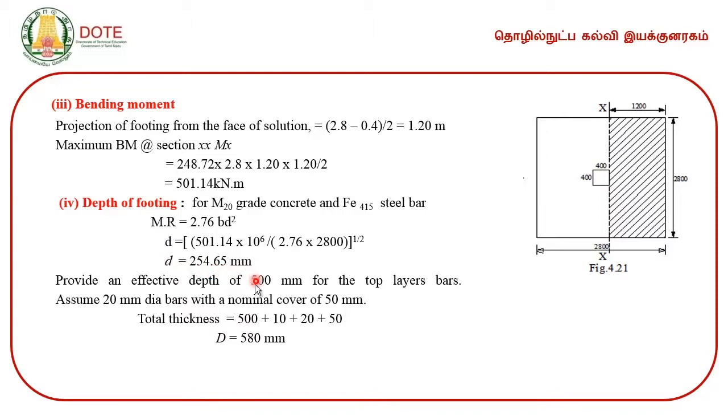And again we have to have a factor to overcome the shear failure. This effective depth, whatever we got from the bending moment, is to be multiplied by a factor ranging from 1.5 to 2. So, here it is taken as 2, and it is rounded off. Here the effective depth is provided as 500 mm for the top layers, and assuming the cover as 50 mm and 20 mm diameter bars, the overall thickness of the footing is found to be 580 millimeters.